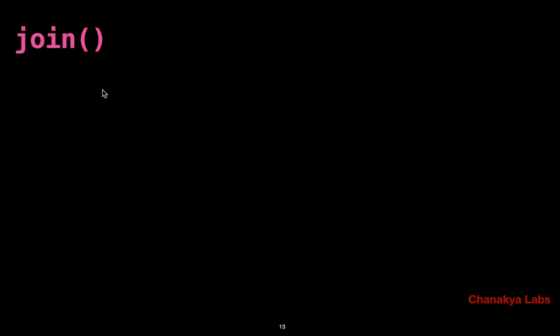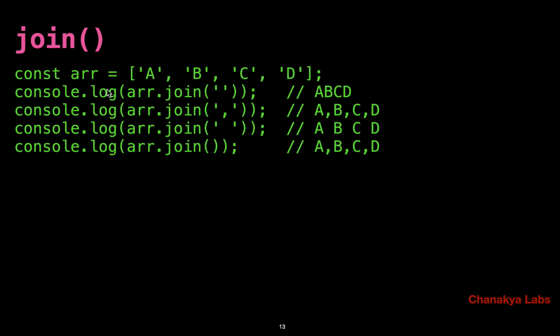Fine. Let's see join. So join works something like this: let's say we have A, B, C, D, an array of strings. Now arr.join will join the array with the separator provided. If you don't provide any separator, then it is joined with the default separator, comma. However, if you provide a separator, for example space, then it will be A space B space C space D. If you provide comma, then it is like the default one. If you don't provide, then also it is comma.